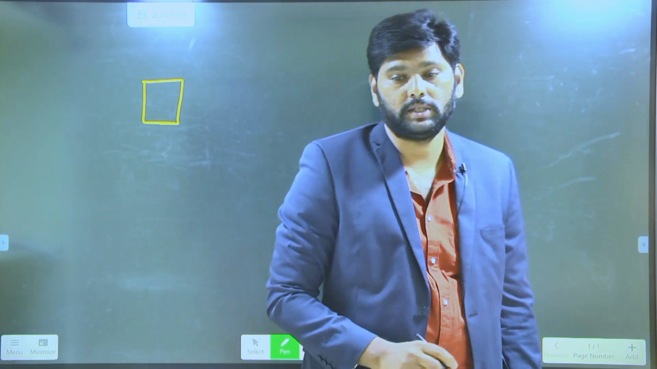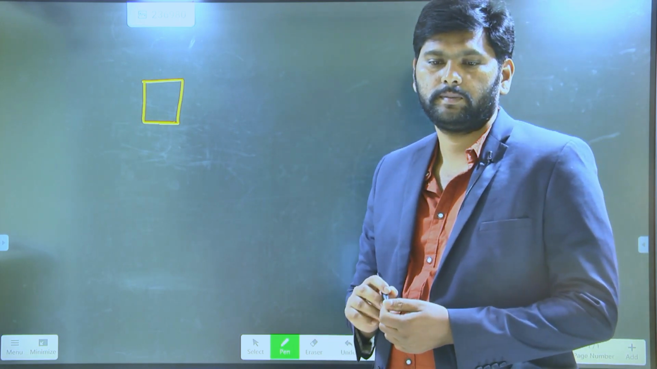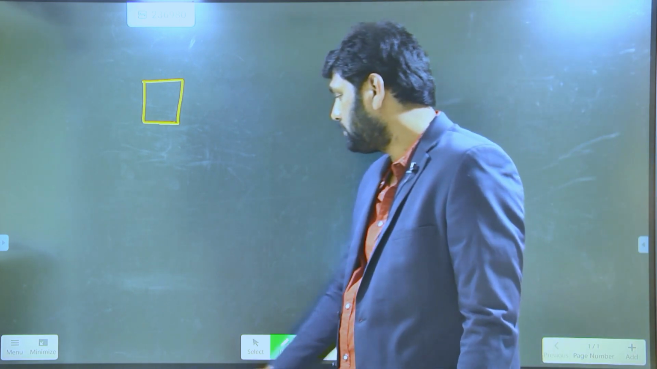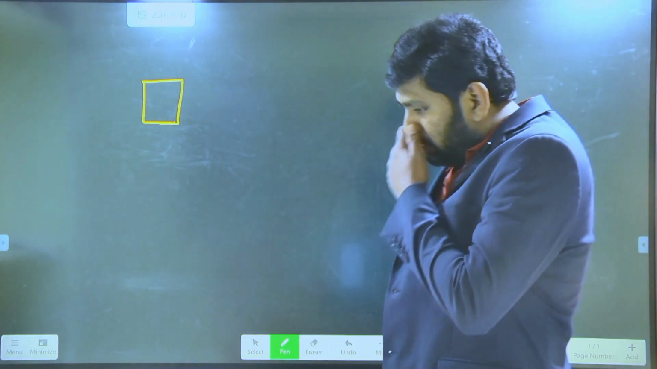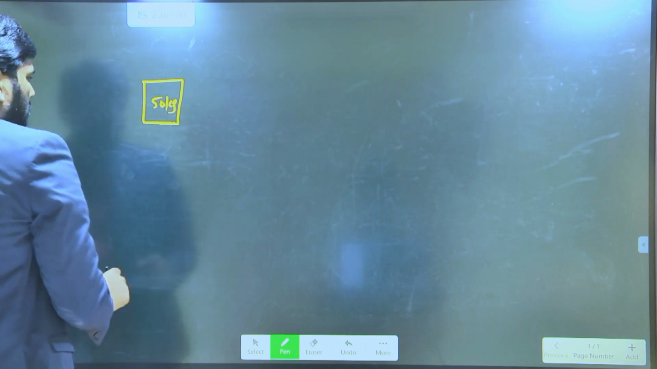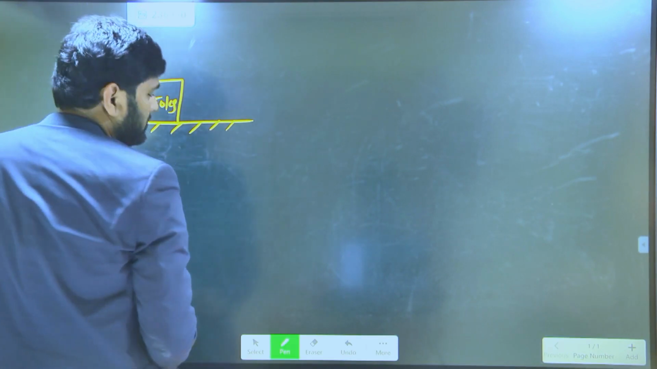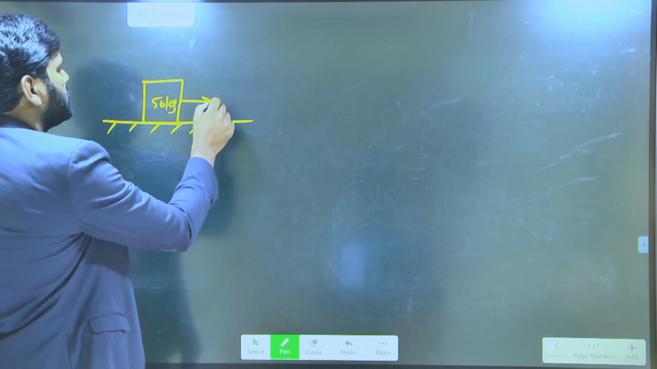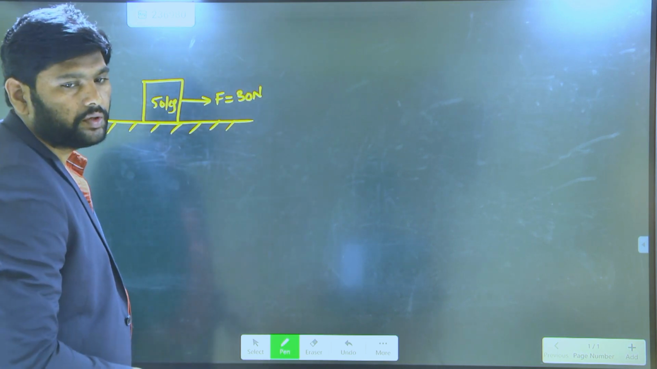How many kg of mass is it? Avinash, how many kg mass is it? 50. Right now it is 50 kg mass. This is under which surface? Rough surface. When there is a rough surface, how much applied force is required? 30 newtons of force is required.